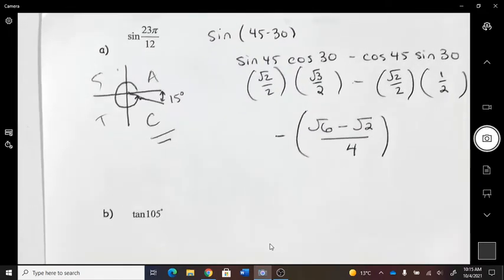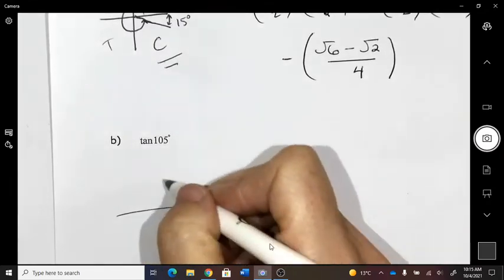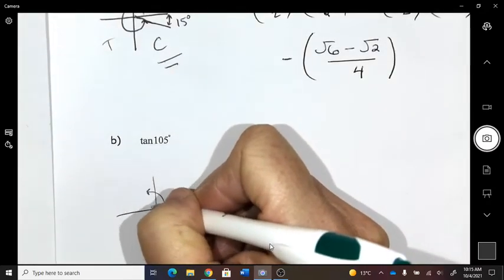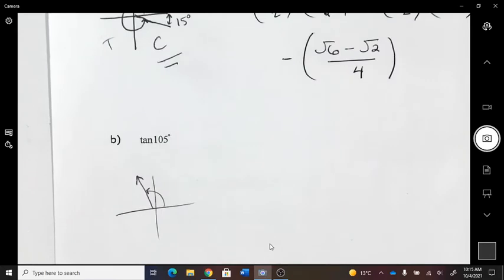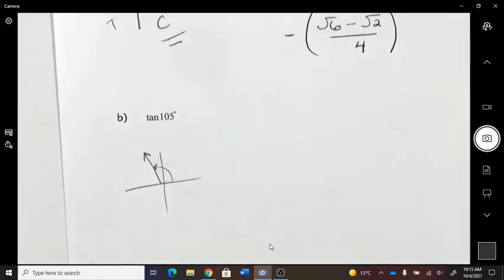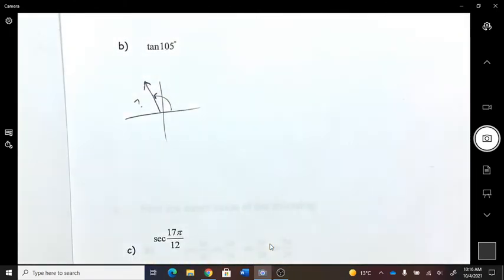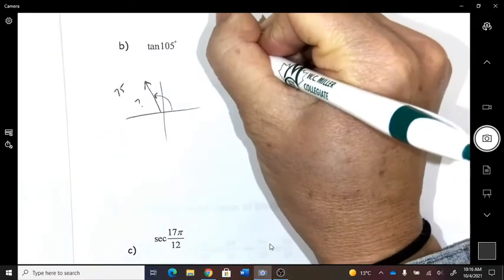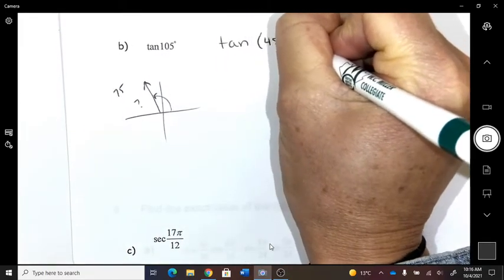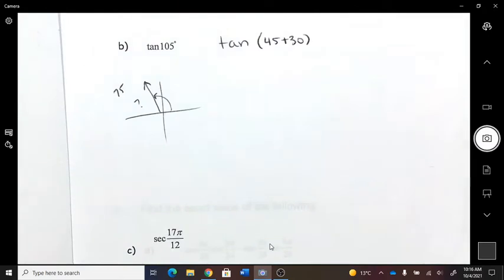Okay, tan of 105. So 105 located. Okay, ask yourself, are you 15 or are you 75 off of an x-axis as a reference? 75. So I'm going to go the tan of 45 plus 30.